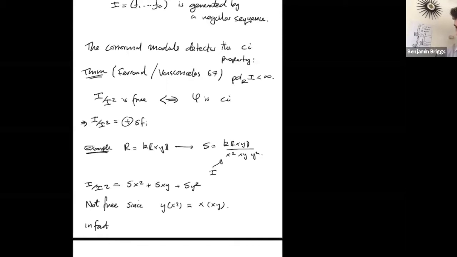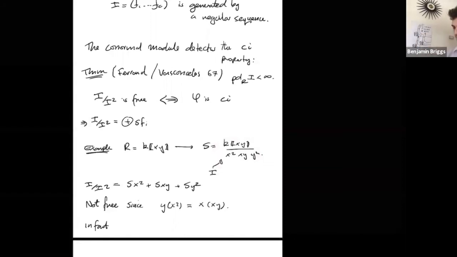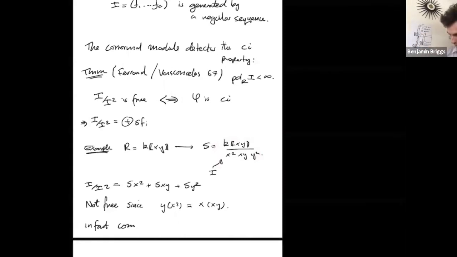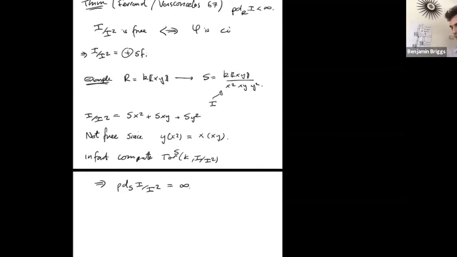And in fact, you can compute. One nice thing about this ring is that you can write down the resolution of its residue field using this bar construction. You can be very explicit about things, and you can compute Tor of k, I mod I squared over this ring S, and find that the projective dimension of this is equal to infinity. So not only is it not free, it has infinite projective dimension.